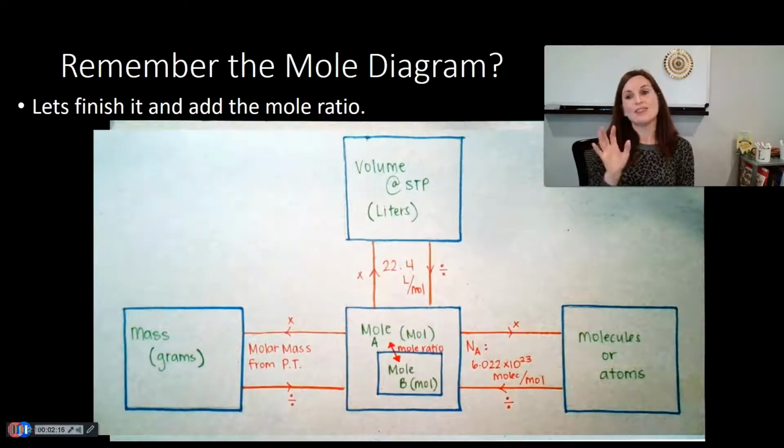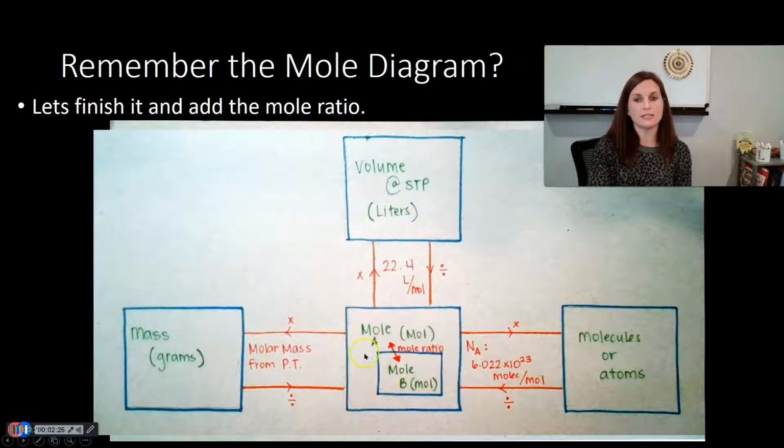All right, so in this mole diagram, what you're seeing is a few changes. First, we have added our directions and our math operations. So when we go from mass to moles, then we're going to divide by molar mass. When we go from moles to mass, we're going to multiply by molar mass. So we put in those math operations and the directions onto the tunnels.